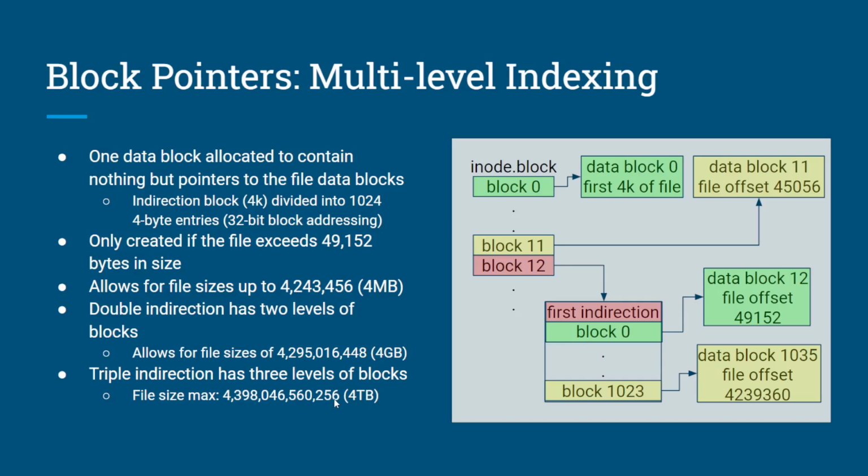As you can see, allocating things via these blocks is actually a fairly efficient way to get to much larger file sizes, much larger than the 50K we would have if all we had were 12 indexes to blocks, or even just one indirection, which allows us 4 megabyte files. So multi-level indexing is the method used by Linux and most Unix operating systems to find data blocks for files.